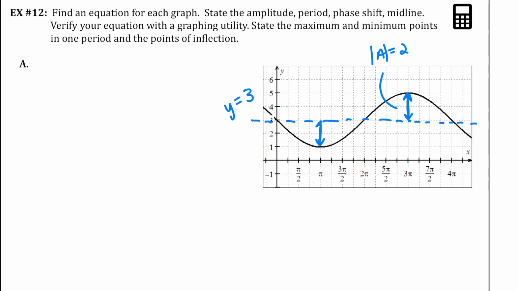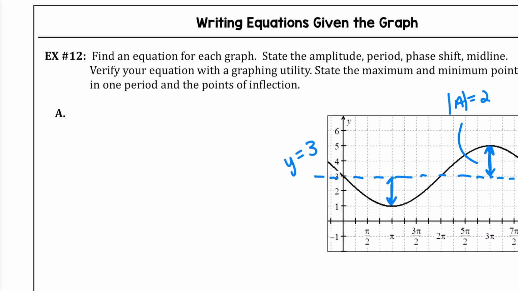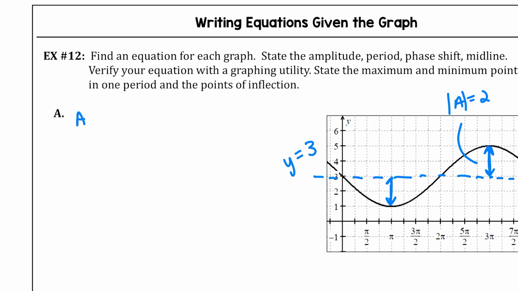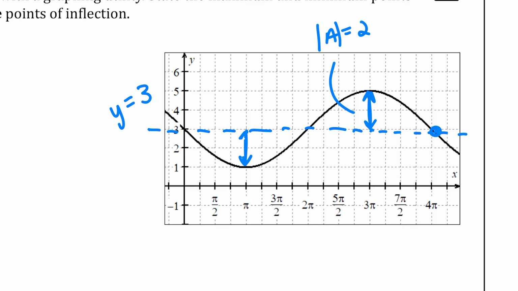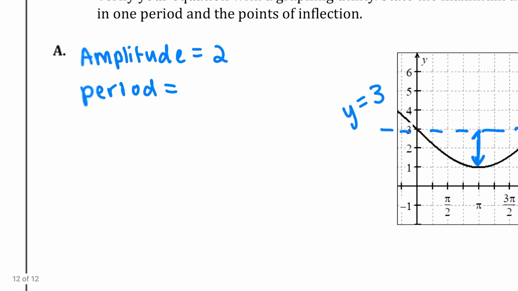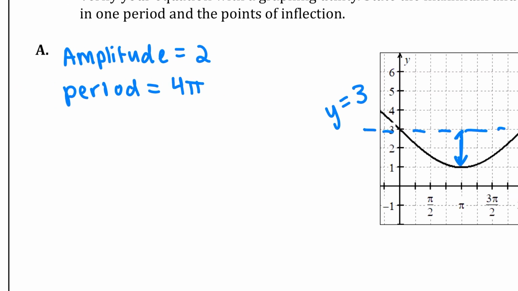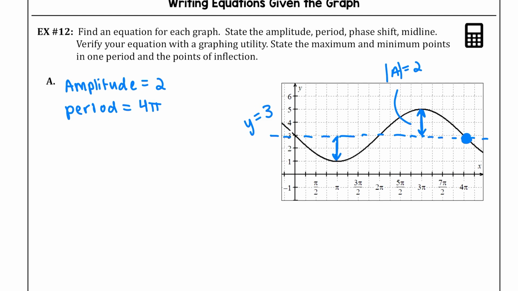All right, and then it also says state maximum and minimum points in one period and the points of inflection. There's a lot it's asking for, so I'm just going to try to find everything. So I'm going to write it out in order. So we have amplitude is equal to 2. All right, period. Let's see, is equal to, it looks like it stops right there where I just put my dot. So it looks like from 0 to 4 pi is 1 complete period. So that's 4 pi. All right, phase shift.